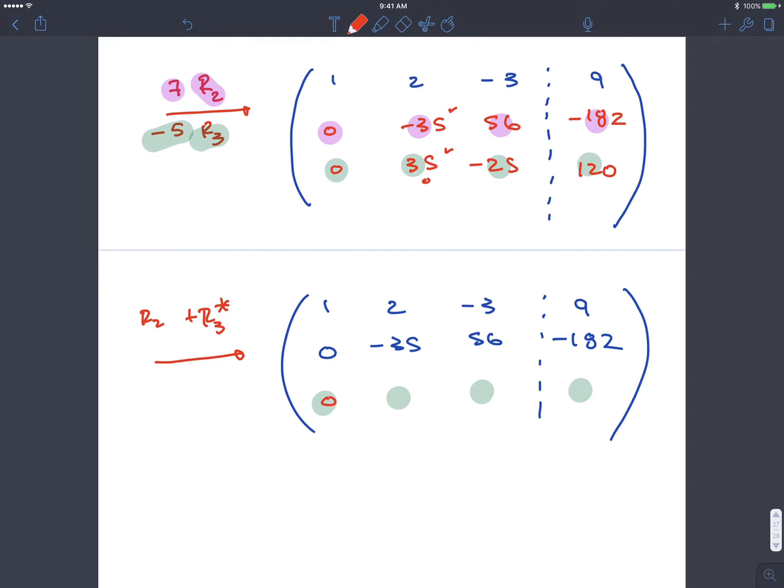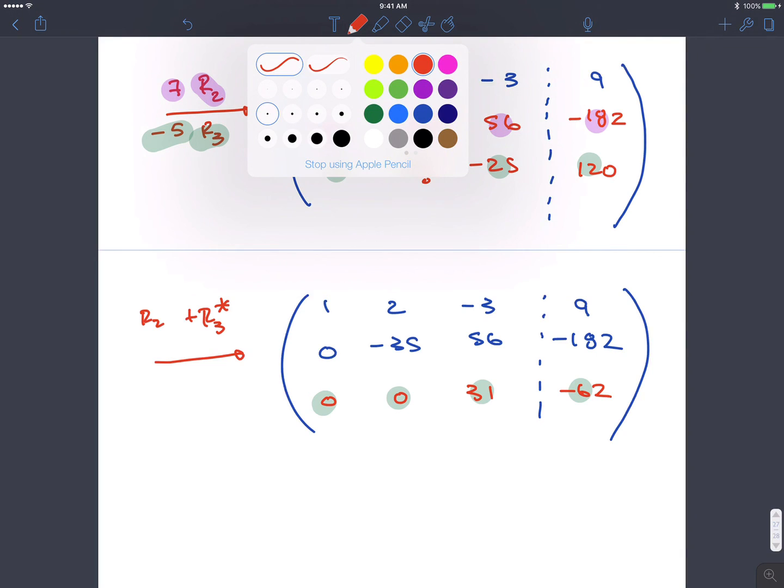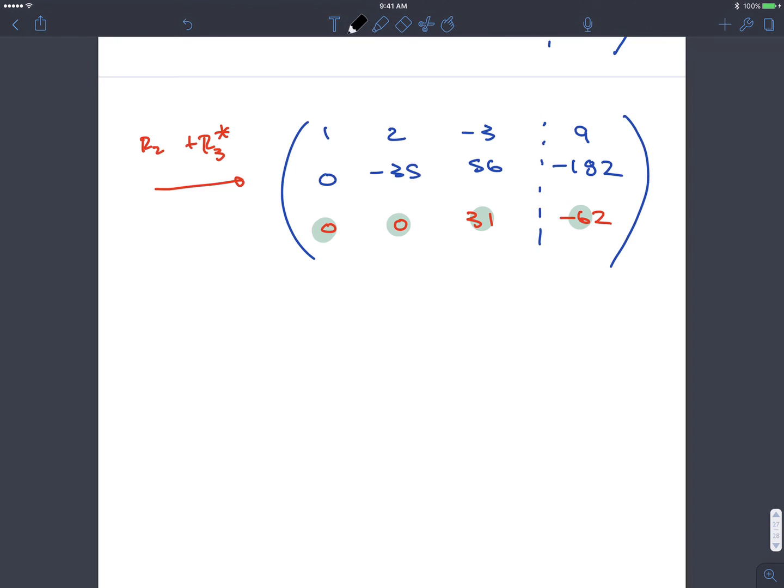0 plus 0 is 0. -35 plus 35 is 0. 56 minus 25 looks like it's going to be 31. -182 plus 120 is -62. Okay, we now have all the information we need. This is going to give us a system.